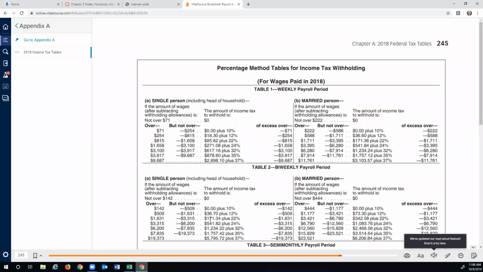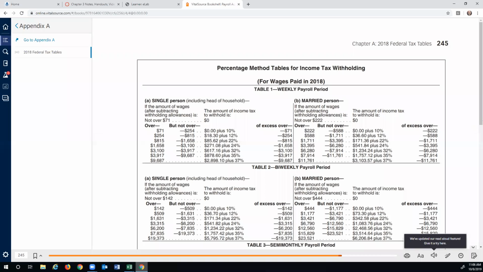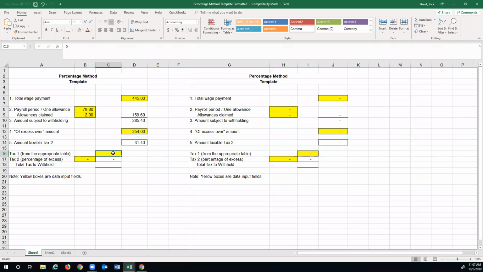We look at the table again, and it's $18.30 is the taxes that they will pay plus 12% of anything over the 254. So we'll plug that in, $18.30 and 12%. I think that was 18.30. 18.30 was right here. And then 12%, 0.12. And the answer is $22.07 is going to be withheld from this employee.